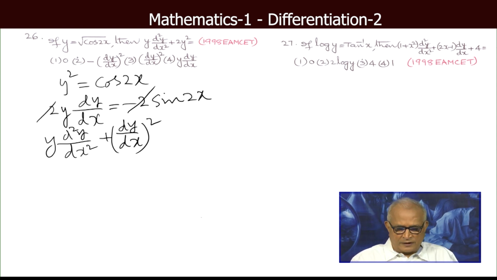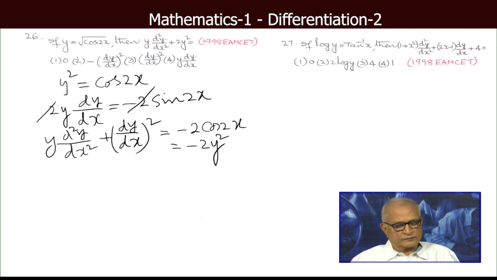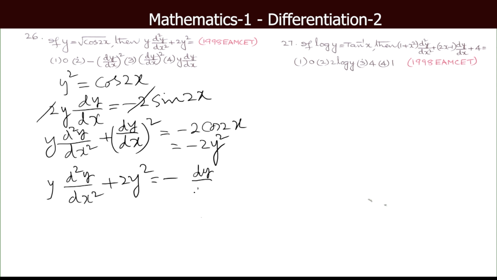So, dy dx whole square equal to minus 2 cos 2x. Derivative of sin 2x is 2 cos 2x, but cos 2x is y square. So, minus 2 cos 2x is minus 2y square. Therefore, y times d2y dx2 plus 2y square is same as minus dy dx whole square. So, that is the second option.